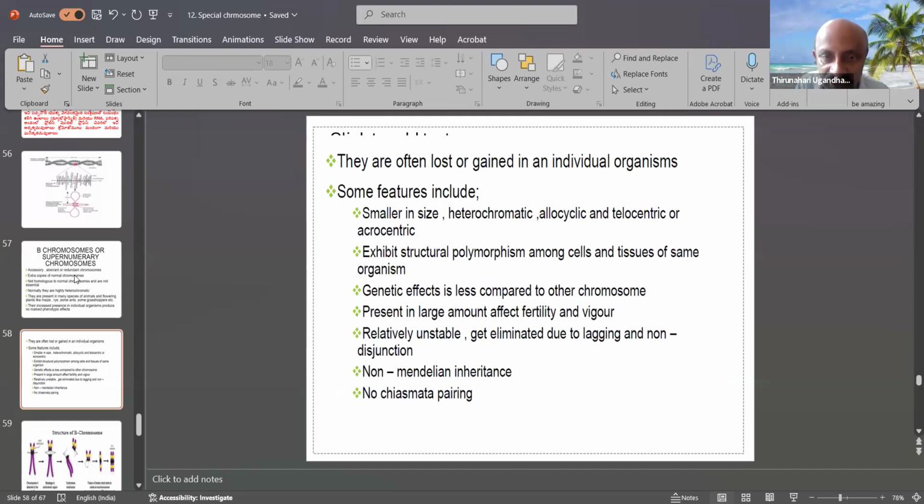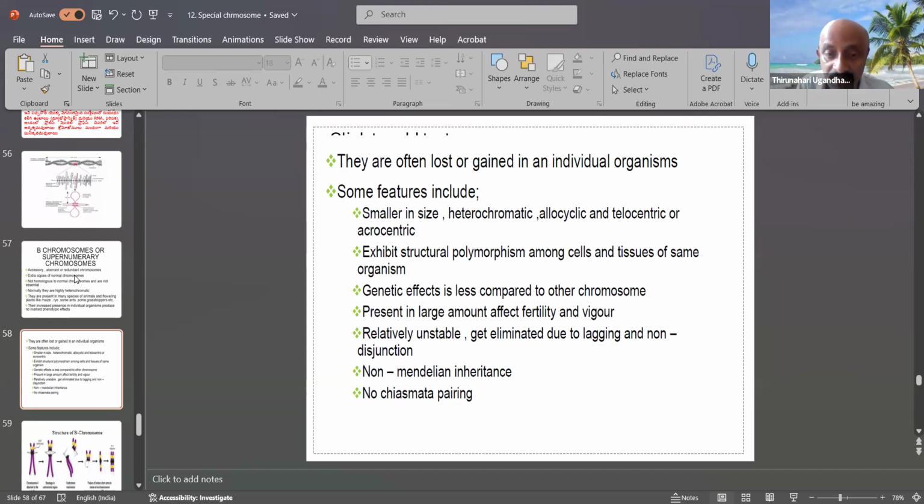Some features are small in size. The special features of a B chromosome are that it is smaller in size, heterochromatic, allocyclic, and telocentric or acrocentric. It can also expedite structural polymorphism among cells and tissues of the same organism. The genetic effects are less compared to other chromosomes, but it can be present in large amounts with effects on fatality and vigor. It is one character.